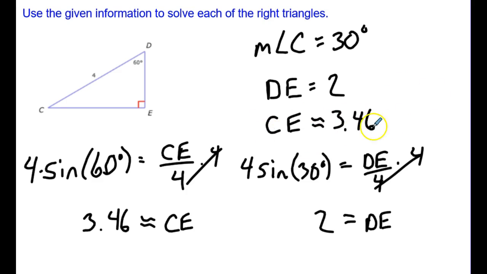We actually could have gotten an exact value for CE. That is something, make sure you ask me in class. We'll go through this. Because this is a 30, 60, 90 triangle, the side lengths have a special relationship.